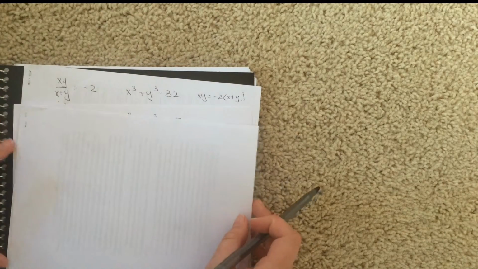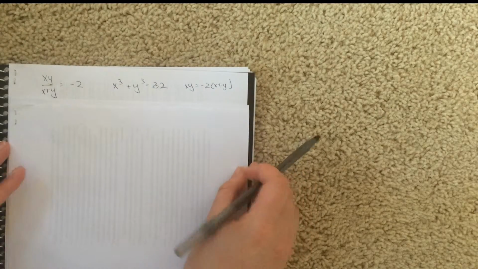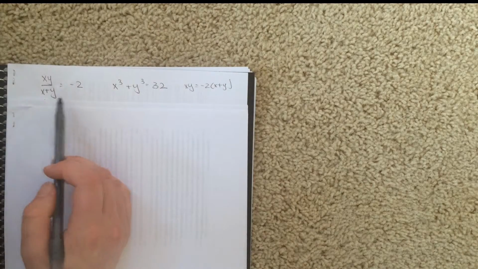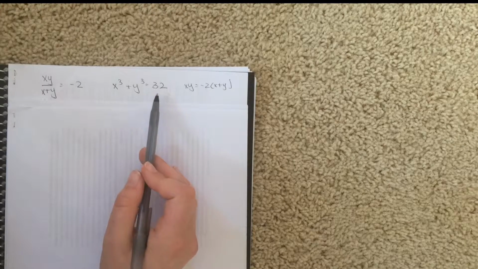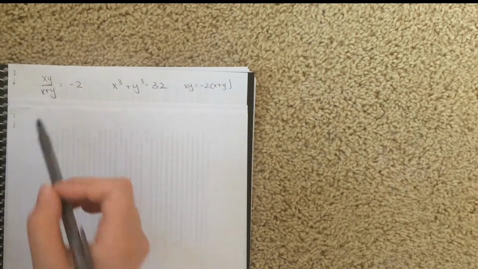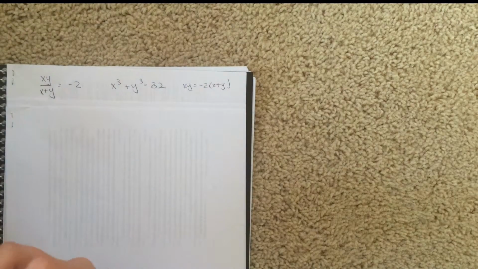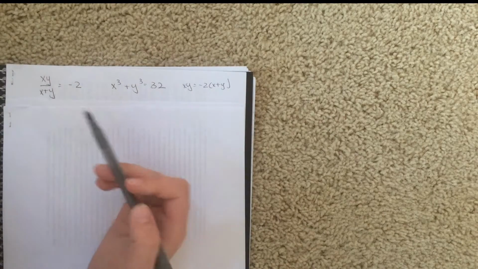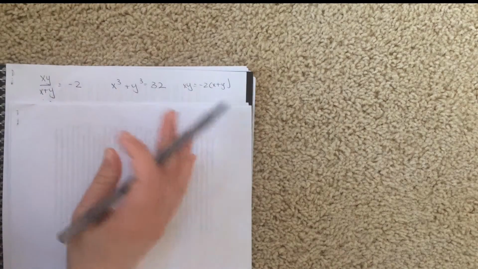Now, unfortunately, some of the systems of equations aren't as simple. For example, this one, where xy divided by x plus y equals negative 2, and x cubed plus y cubed equals 3 halves, or 32. If you try and do substitution, it doesn't work very well because you can't separate these two variables. So you can't substitute in. Then you have to look for another way.